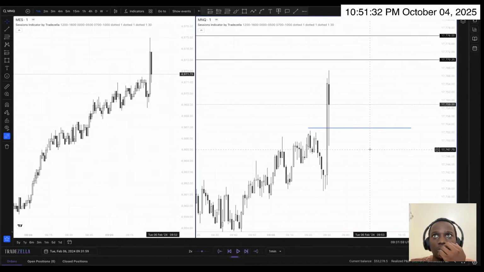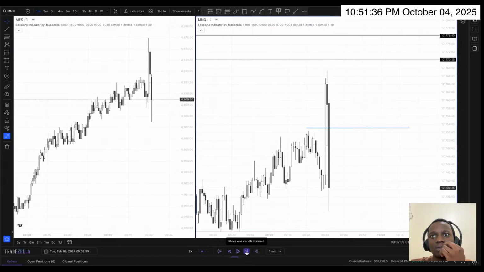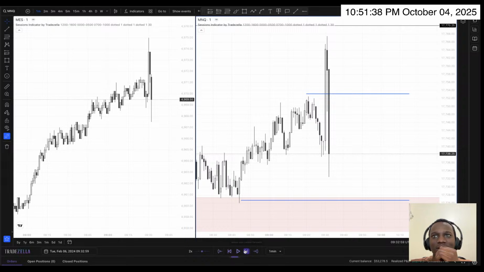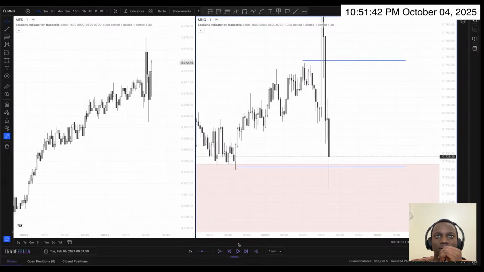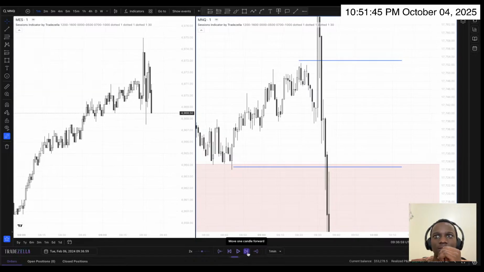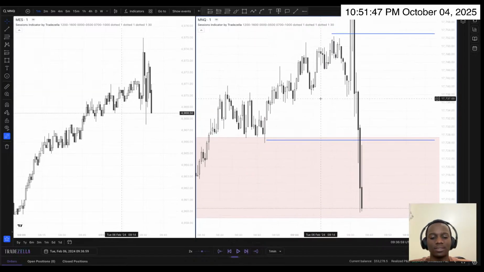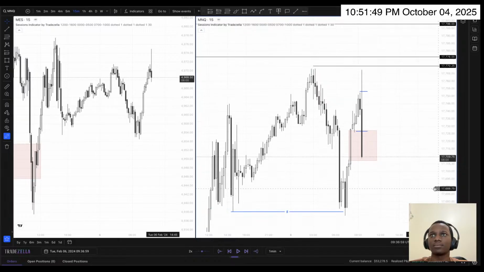Yo, what just happened here? Crazy sweep. And then we inverse that, and then we end up taking out this low here. Very volatile price movements.